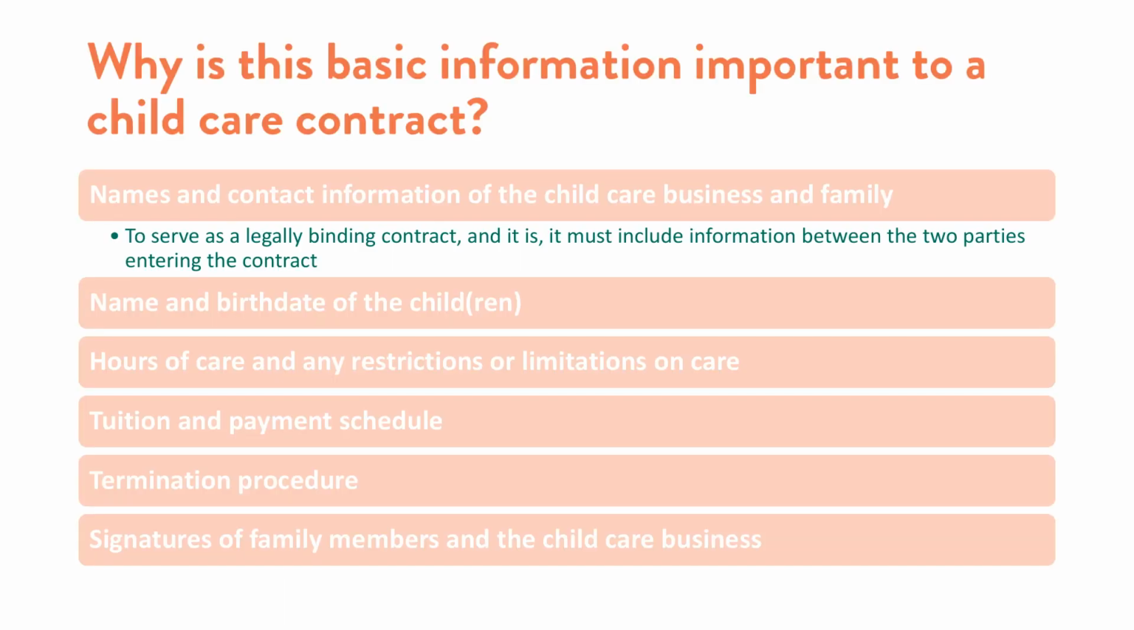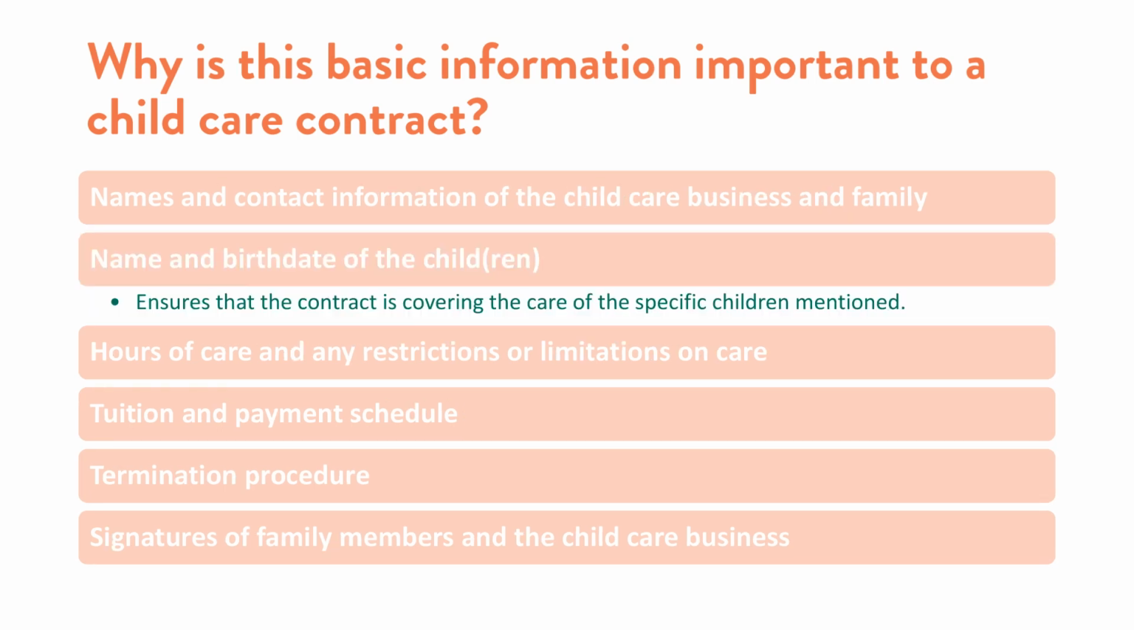Names and contact information of the childcare business and family and or party responsible for payment. For this document to serve as a legally binding contract, and it is if written correctly, it must include information between the two parties entering into the contract. In this instance, the family members responsible for enrolling and paying for the childcare services and the childcare business. Notice we said, family members responsible. In some cases, this could be both parents or one parent and or guardian. In other cases, this could mean a grandparent, family member, guardian, or foster parent.